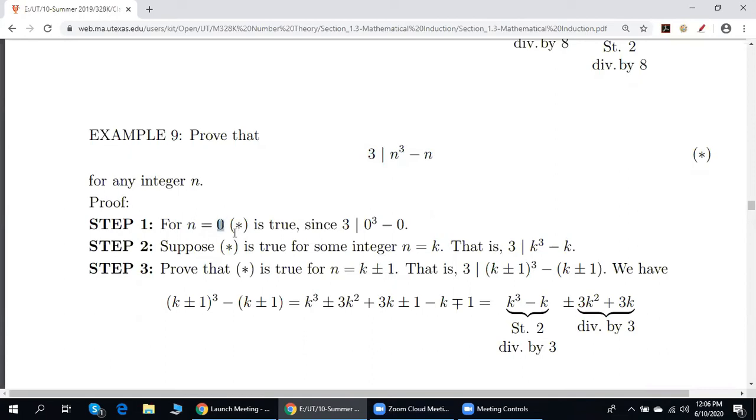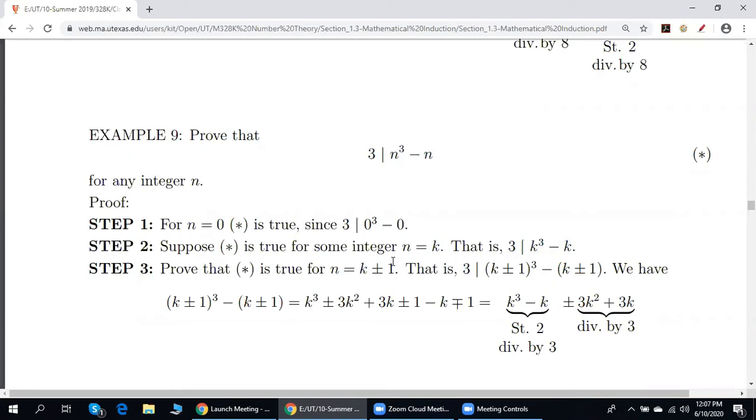Basically, not necessarily from 0. As I said, in step 1, we can check for n is equal to, say, 1. It doesn't matter. We will go from 1 in both directions, positive or negative direction. Or we can put instead of 0, 2 or negative 2020. It does not matter. We will go in both directions anyways. So, keeping this in mind, we want to prove that 3 divides this. We replace n by k plus minus 1.